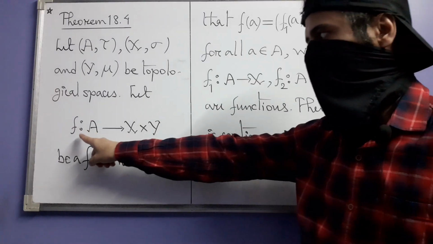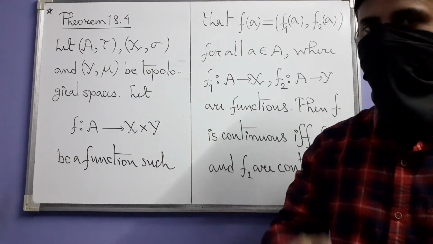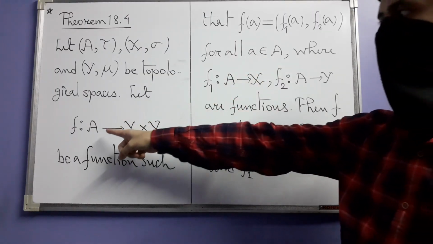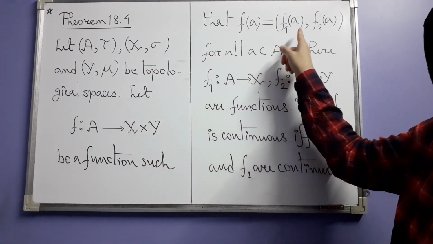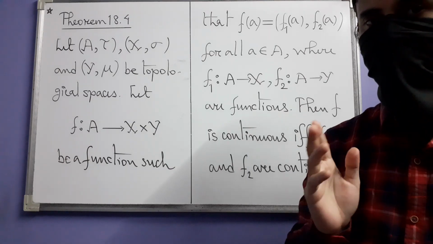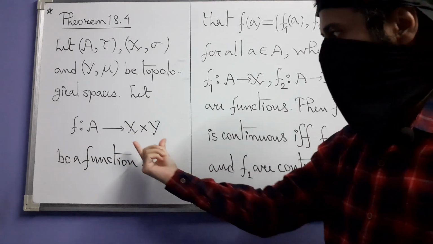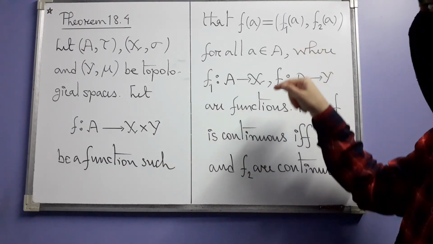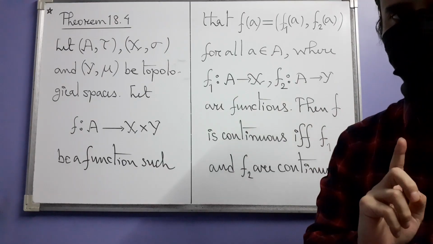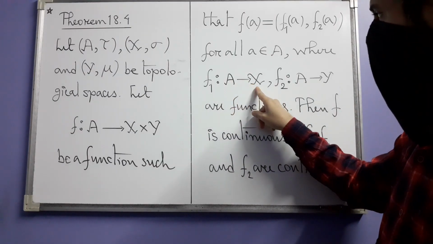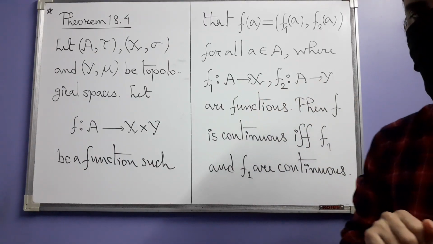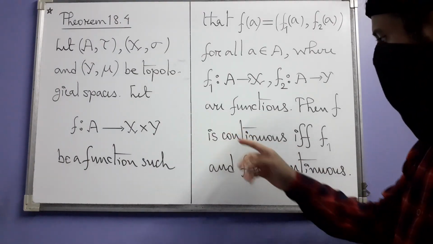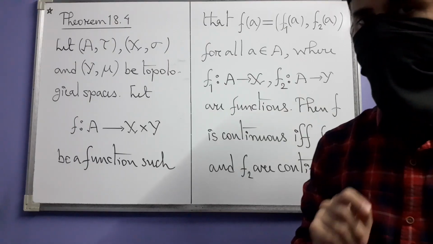And then there is a function f from A into the Cartesian product of X and Y such that for any point a from the domain A, f of a equals this ordered pair. Any output of f is going to be an ordered pair because it's an element in this Cartesian product. And that ordered pair has coordinates given by two other functions, f1 and f2, where f1 maps A into X and f2 maps A into Y. If so, then f is continuous if and only if these two functions f1 and f2 are continuous.